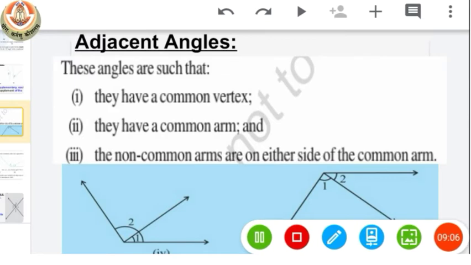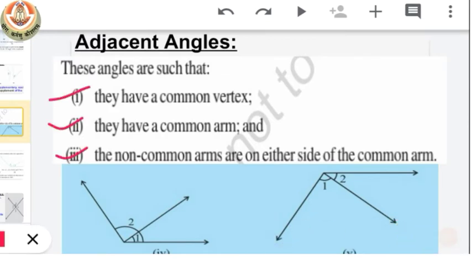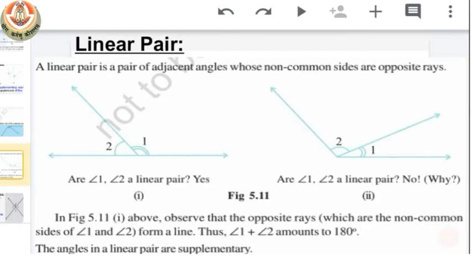So these 3 points are very important to prove whether two angles are adjacent or not. All 3 points should be followed, only then they are known as adjacent angles, not one, not two, all 3 points. Okay, so let's move on to our next topic, which is linear pair.